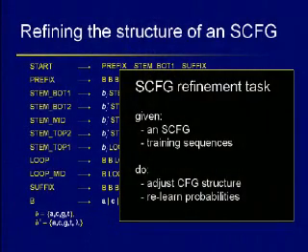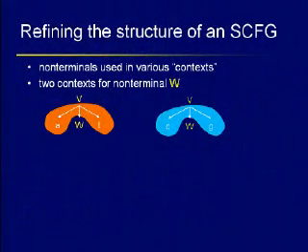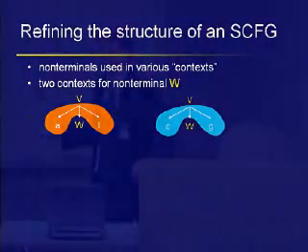We have training sequences that can be used to estimate the probabilities, but what if our initial hypothesis of this structure is a bit wrong? Can we find a way to learn this? So the task I'm going to look at for SCFG refinement is that we're given a stochastic grammar with probabilities, along with a set of training sequences. And what we want to do is adjust the CFG structure and then relearn the probabilities.